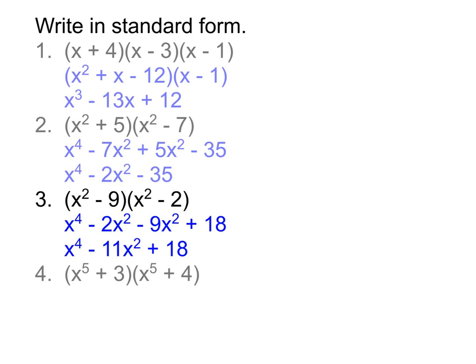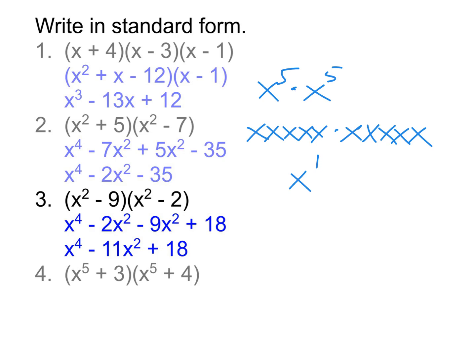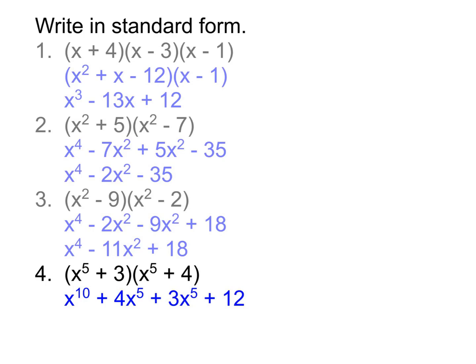And then we do the same thing in number 4. In number 4, we start by doing x to the 5th times x to the 5th. And remember, that means we add the exponents, because x to the 5th is x times itself 5 times, and then that's times another 5 x's. So really it's just 10 x's all multiplied together. So in number 4, we multiply everything in the first by everything in the second, combine like terms to get x to the 10th plus 7x to the 5th plus 12.